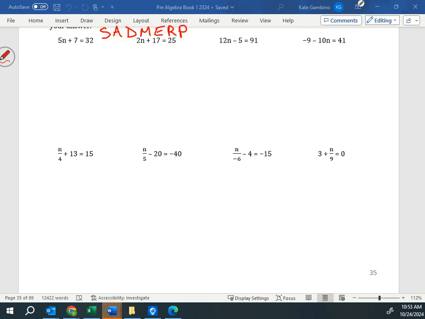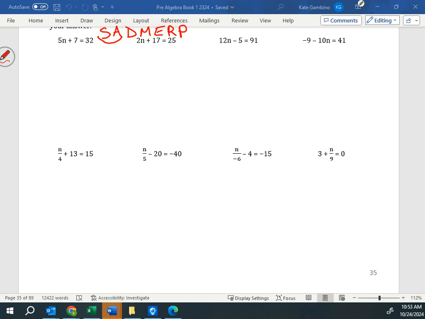So I want to look at the opposite operations that need to happen. What's the first thing I'm going to look for in SAGMERP? Claire? Subtraction and addition. Yeah, I want to look for adding and subtracting, remembering I want to do the opposite. So what's the operation that we see in the equation, and what's the opposite that I want to do? Christina? Yeah, we see there's plus 7. So what's my opposite?